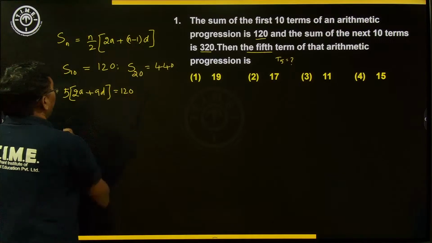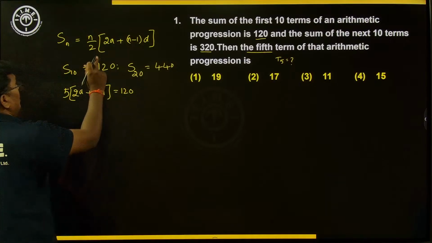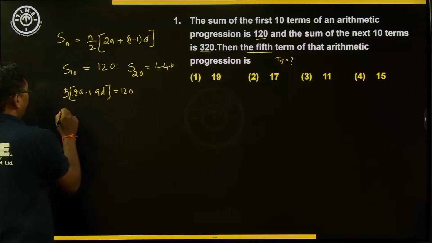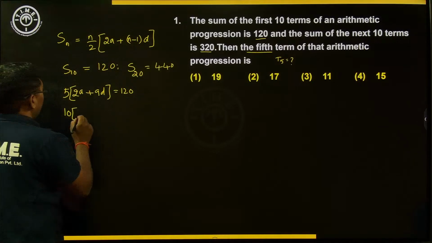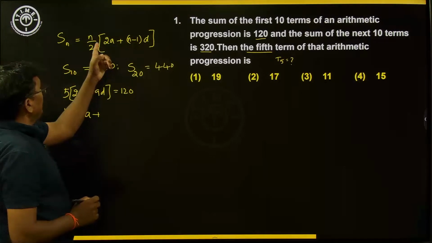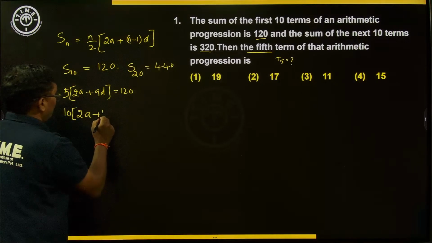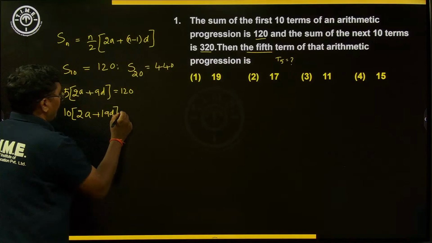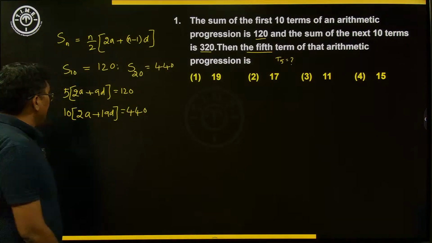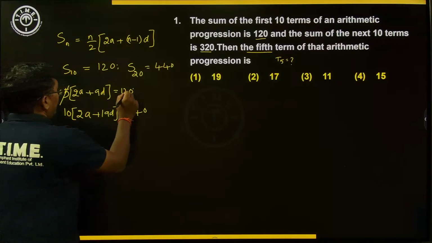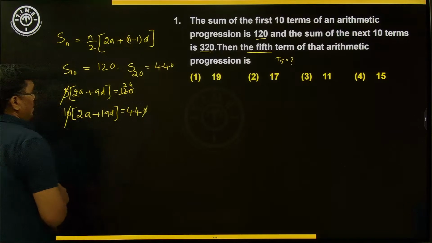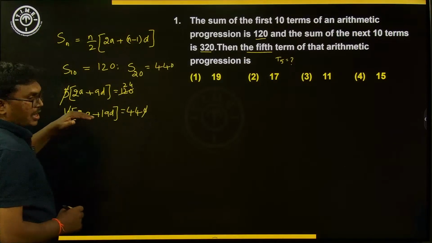Next S20. Here n is 20, so n by 2 is 10, into 2a plus n minus 1, which is 19d, is equal to 440. If you simplify this one, 5 into 24, and the 0 gets cancelled. So here we have two equations.